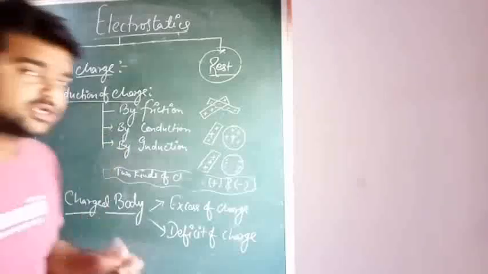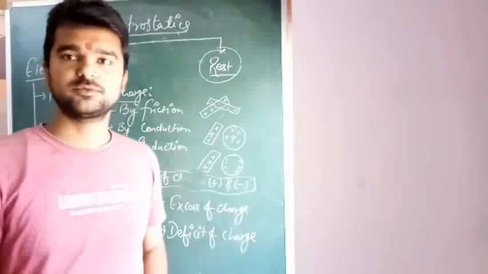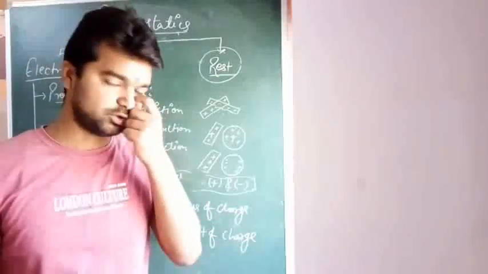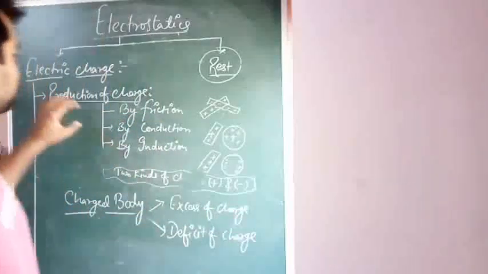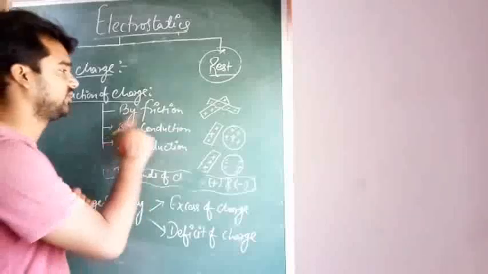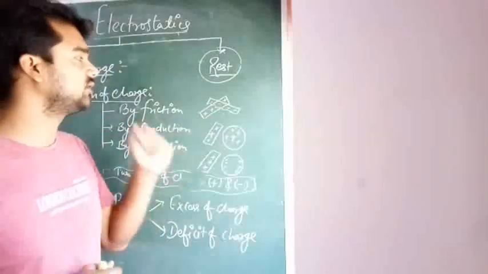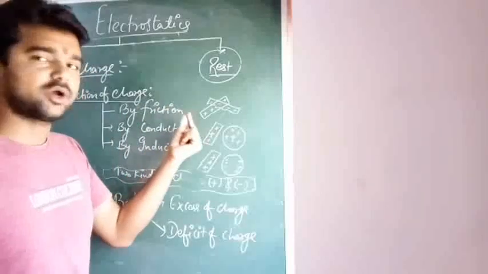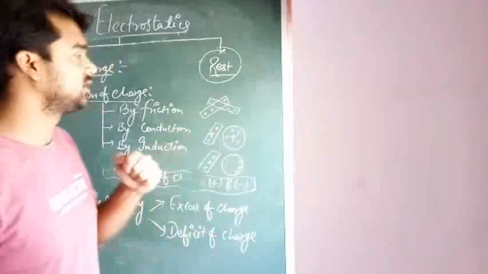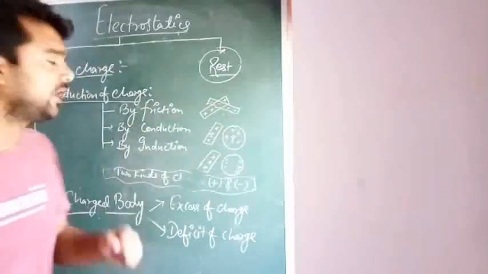Now, the second question that comes to our mind, when we know electric charge is a property, is where this property comes from, or how we come to know about it. So there is the production of charge. The first way is by friction. When we rub two bodies with each other, one body acquires one kind of charge and the other body acquires another kind of charge. Namely, we say one is positive and the other is negative.